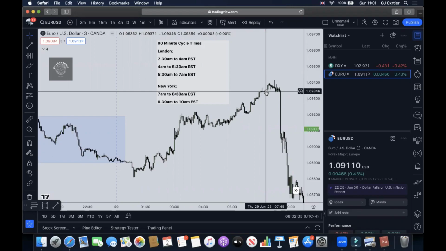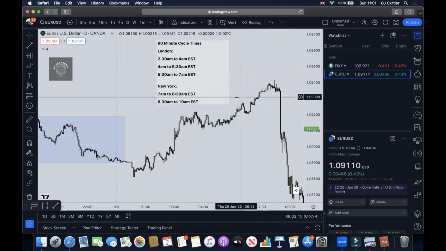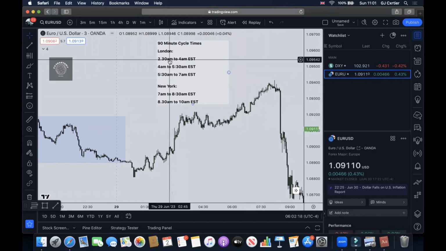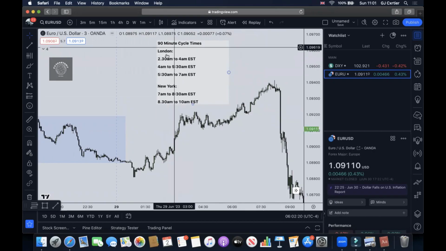Obviously, within my mentorship and course, we go into a lot more detail of what certain cycles do, what certain cycles expand, what certain cycles consolidate. But for now, we're going to be looking at this example here. So these are 90-minute cycle times.